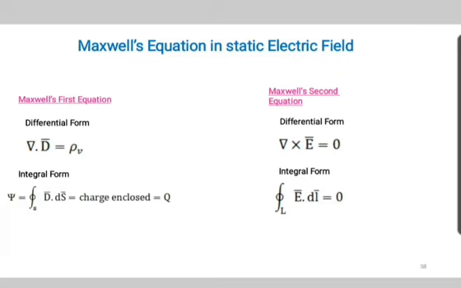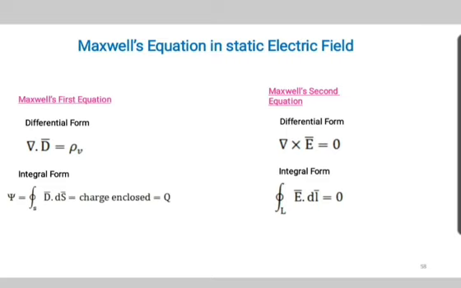Summary of the point form of Maxwell's equations for static fields. First equation, electric flux per unit volume leaving a small volume is equal to the volume charge density. Second equation, the curl of magnetic field intensity is equal to the current density. Third equation, the curl of electric field intensity is 0. And fourth equation is, for static magnetic field, the total outgoing flux is 0.